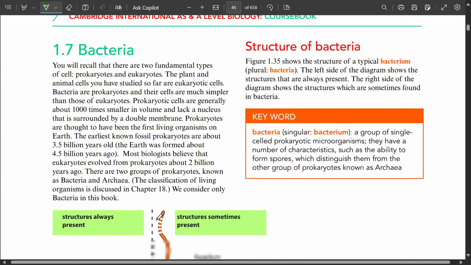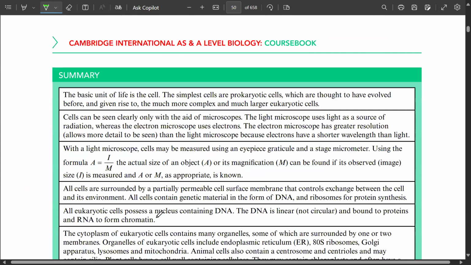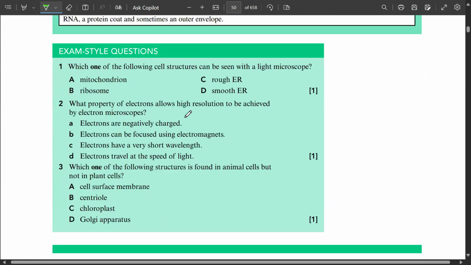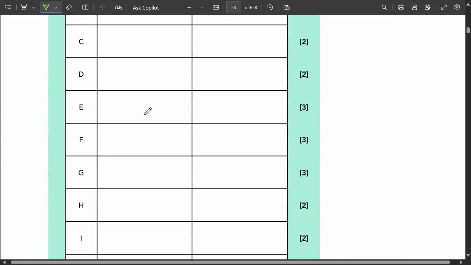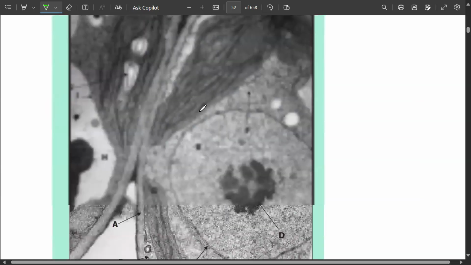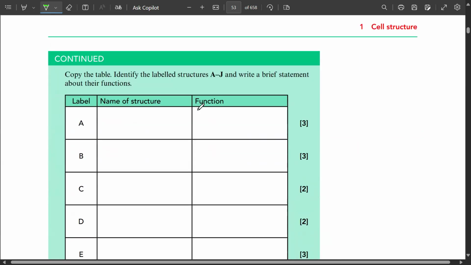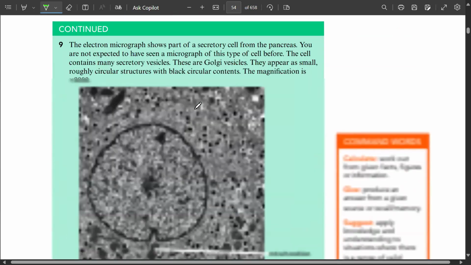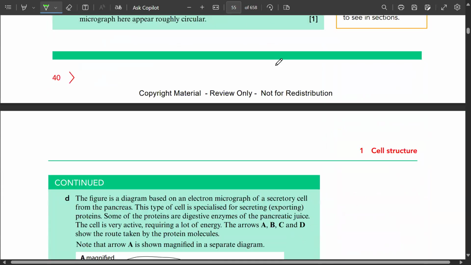Cells, flagella, vacuoles, bacteria, comparison, viruses. Okay. Which one of the following? A to J. Okay. Let me give you some questions over here.